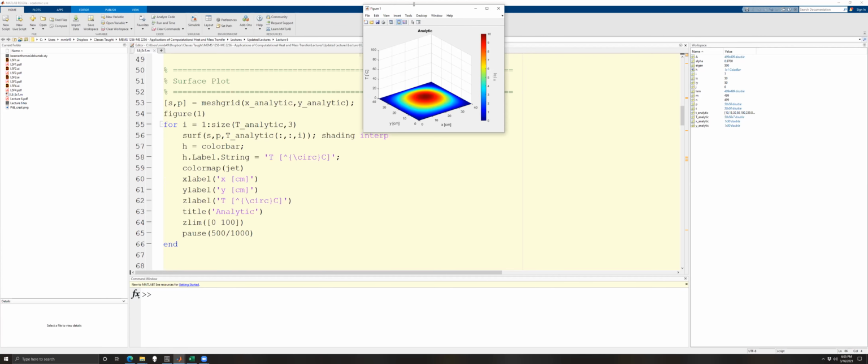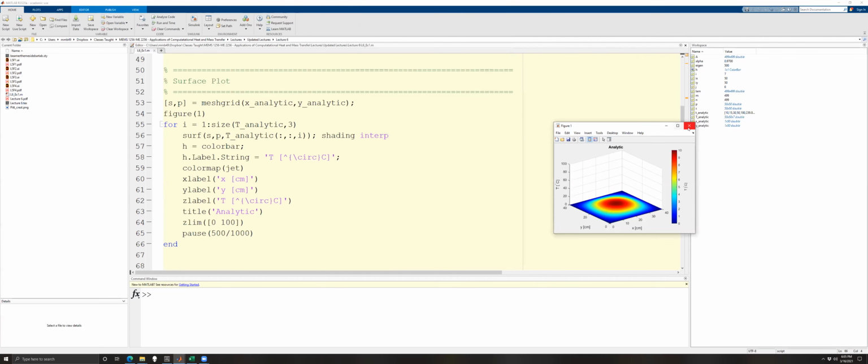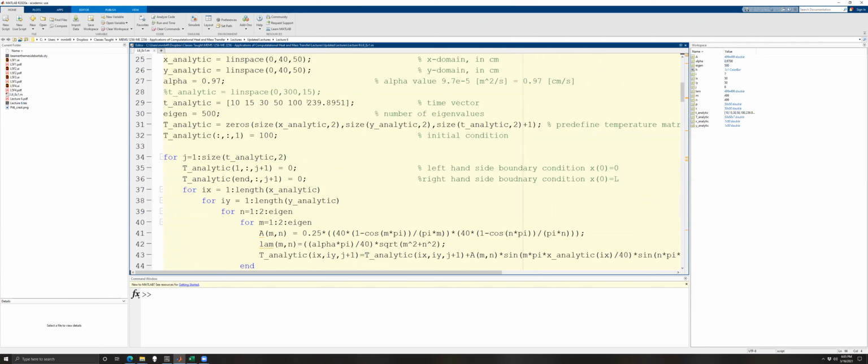What we have is a situation right around 239.8951 seconds, which is when this particular slab cools to a maximum temperature of 10 degrees. So let's see how our numeric solution is going to compare.